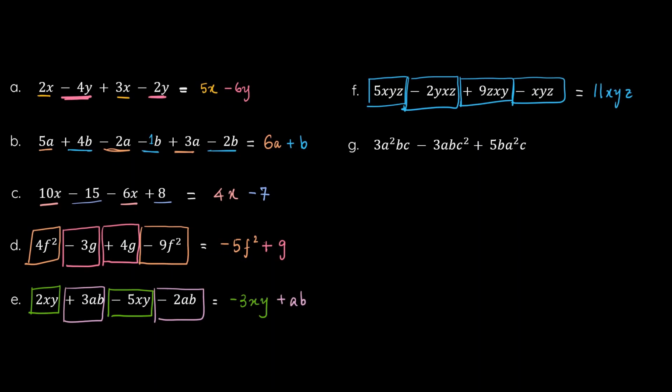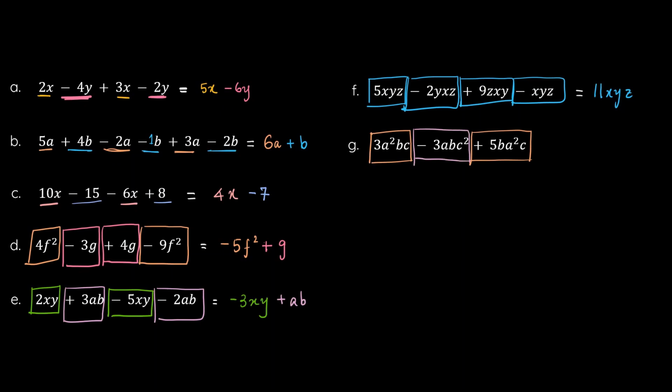Okay, for the last question, it says 3a squared bc, 3abc squared, and 5ba squared c. So to find the like terms in this set, let's observe the variables very carefully. The variable that is squared in the first term is a, while the variable that is squared in the second term is c. So clearly these two are not like terms, these two are unlike terms. And when you come back again to the third term, again the variable that is squared here is a. So this clearly tells us that the first term and the third term are like terms. So this one and plus 5ba squared c, these two are like terms, and this one is a separate term.